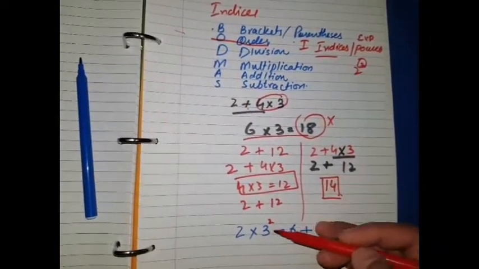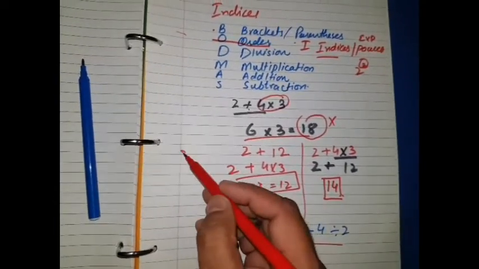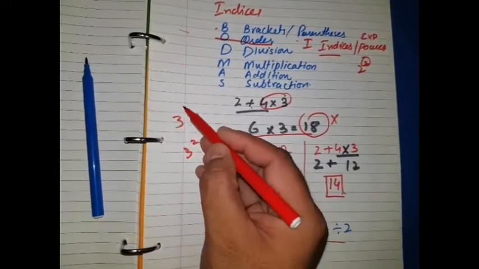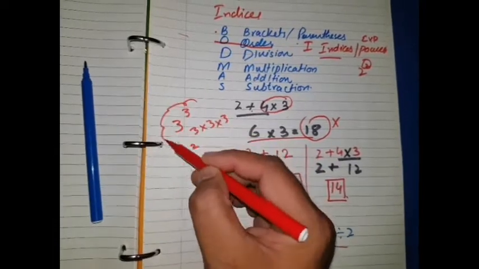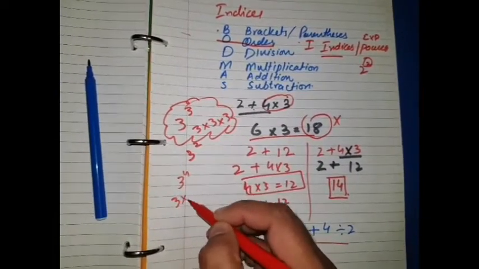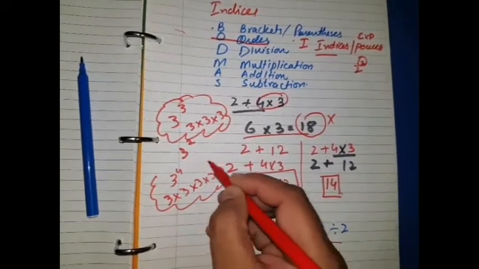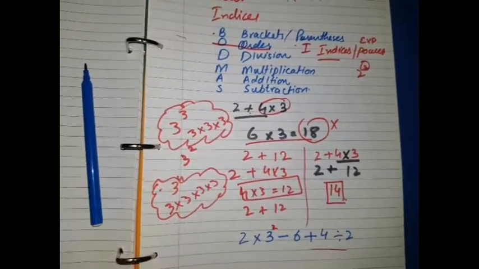So in case of indices, I have to solve my power first. So 3 times 3 makes 9, because power on a number shows a number multiplied by itself that many times. If power is 3, this means 3 times 3 times 3. If power is 4, this means 3 times 3 times 3 times 3. So whatever the power or exponent or indices we have, we have to multiply the number by itself that same number of times.